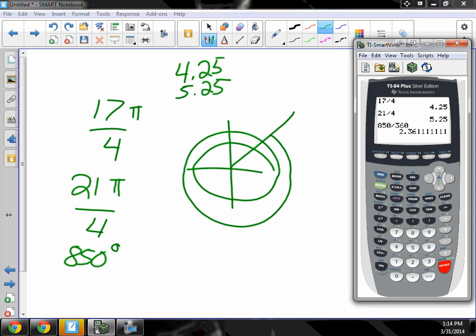So what can you say about even numbers? They're in the top half. Right. What can you say about odd numbers? They're in the bottom. So this 5.25 means 25% of the bottom half, which would be quadrant 3.